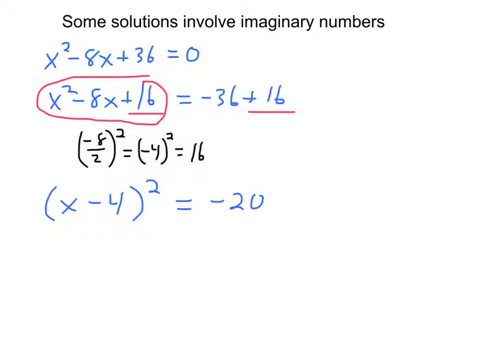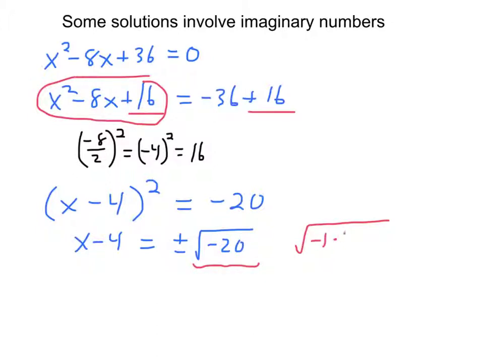And now we're ready to take the square root of both sides. And here's where you can see you're going to end up taking the square root of a negative number. And that's going to lead to an imaginary number. So you're going to have x minus 4 equals the positive and the negative square root of negative 20. Now we want to write the square root of negative 20 in terms of i. So to do that, think of the square root of negative 20 as being the square root of negative 1 times 4, because 4 is a perfect square, times 5.